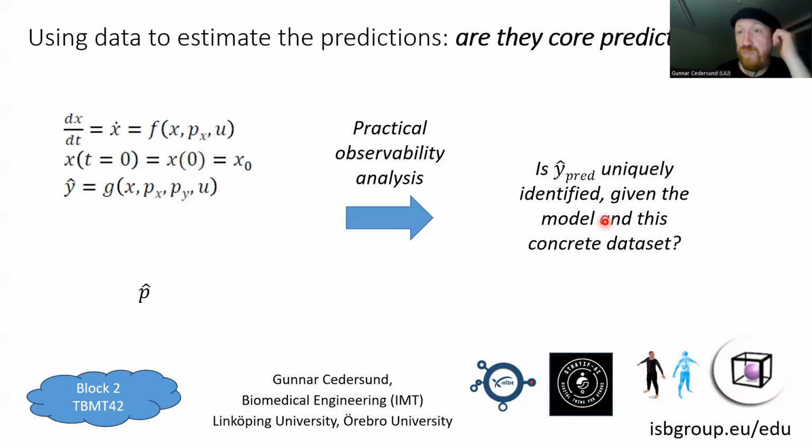And if it's not for the parameters, you don't call it identifiability analysis. Typically, you call it either core prediction analysis or more commonly observability analysis.